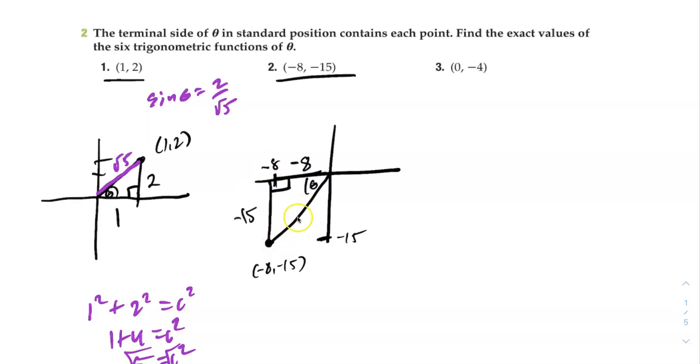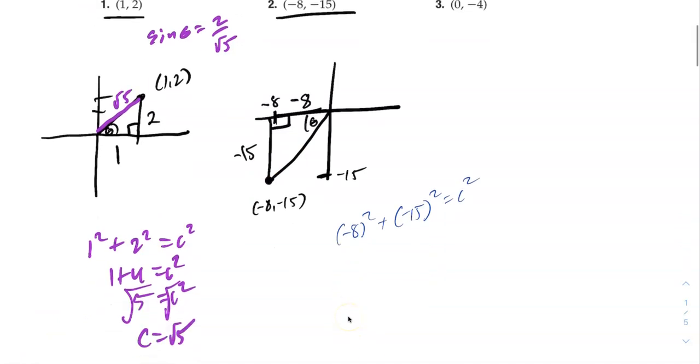If I want to find my hypotenuse, I'm going to have to do the Pythagorean theorem. So negative 8 squared plus negative 15 squared equals c squared. And if we simplify this, we get 64 plus 225 equals c squared. So 289 equals c squared. Square root of that, and I don't know what the square root of that is, so we'll just leave it like that.